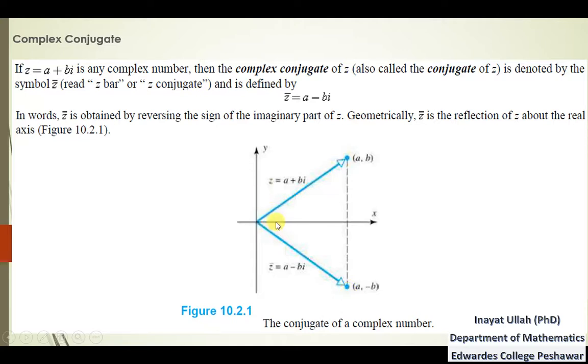So we see here the conjugate of a complex number is the reflection of the complex number in the x-axis. Geometrically, z conjugate is the reflection of z about the real axis, which is actually the x-axis. So the geometrical representation of the conjugate of a complex number is the reflection of the original complex number about the real axis, the x-axis.